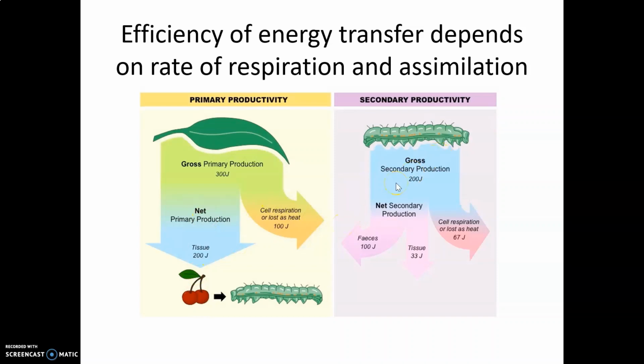And this, of course, goes for the transfer of energy from the primary consumers to the secondary consumers as well, right? Because if we change the rate of cellular respiration over here, or if we change how much is actually assimilated, taken up by, in this case, the caterpillar up here, then we would change how much is actually available in the form of biomass for the next trophic levels.